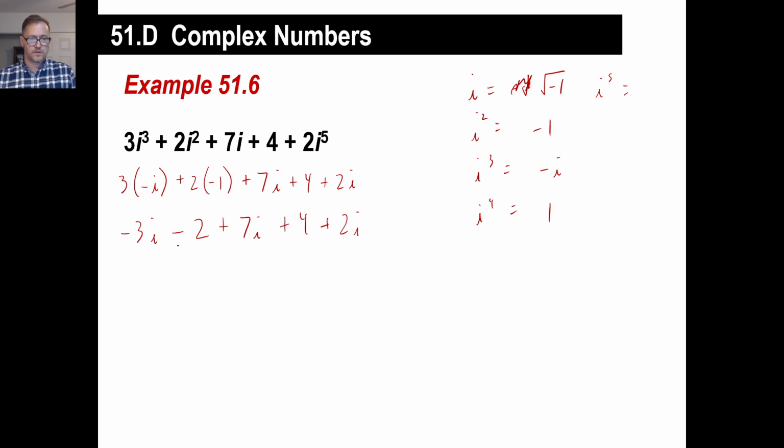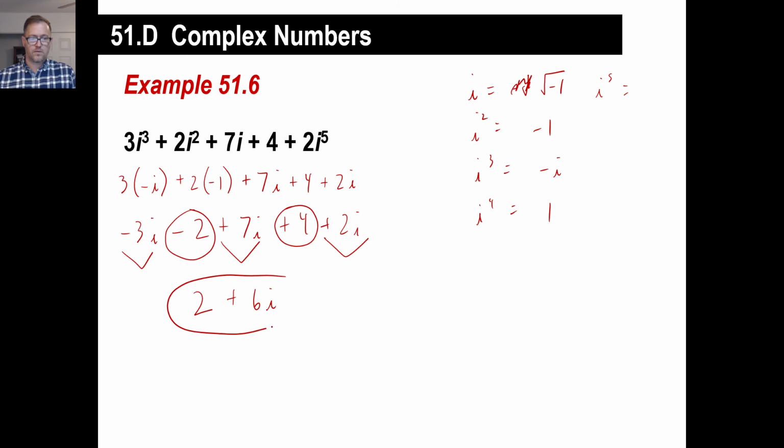All right, so let's get our numbers here first. Negative 2, positive 4, that'll give you just 2, right? Okay, so we got negative 3i plus 7i, it's 4i. 4i plus 2i is 6i. And there you go, and that is your complex number. That's all there is to it.